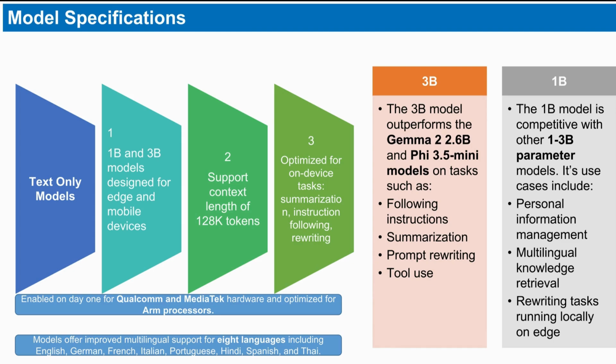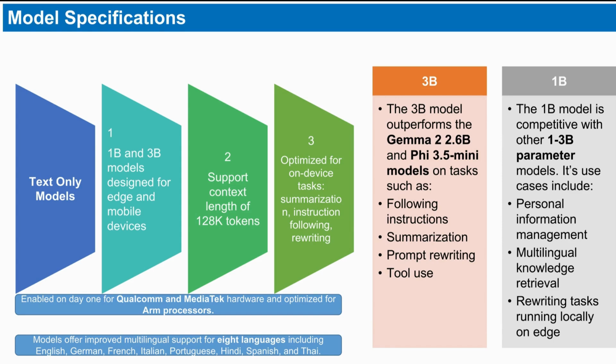With specific regard to the 3 billion model, let's see which other models it outperforms. This model outperforms the Gemma 2 2.6 billion and Phi 3.5 mini models on tasks such as instruction following, summarization, prompt rewriting and tool use. The Llama 3.2 1 billion parameter model is competitive with other 1 to 3 billion parameter models, and its use cases include personal information management, multilingual knowledge retrieval and rewriting tasks running locally on the edge.